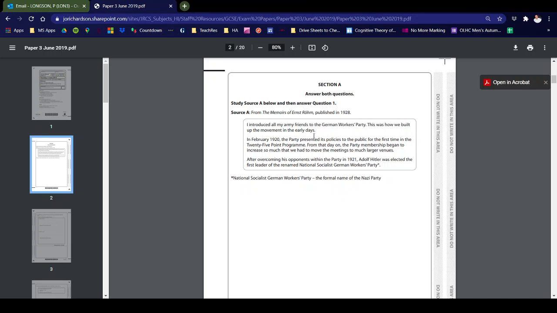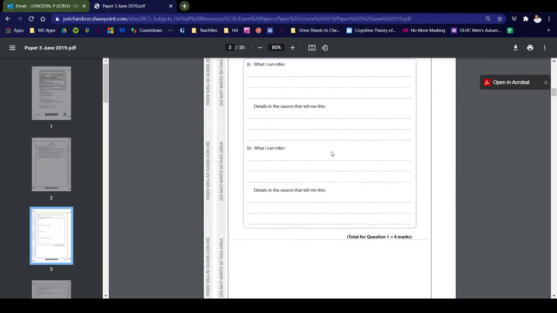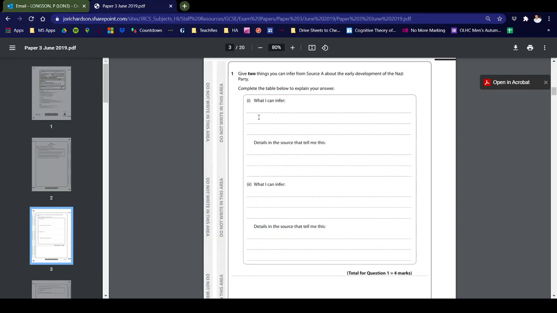So when you open up section A, you'll find first a source inserted into the paper. It'll be short, they're never that long. Sometimes they can be an image, but more often they're text. And you'll read that source. Your job is then to use the writing structure provided, which will be exactly as it is in the exam, to give two things you can infer about a topic. In this case, it says the early development of the Nazi Party, but that could be anything to do with the course. So the challenge is not just to make one inference, but to make two, and each time you make an inference, you're going to support it with a quotation. We'll go into that in more detail in the next video.